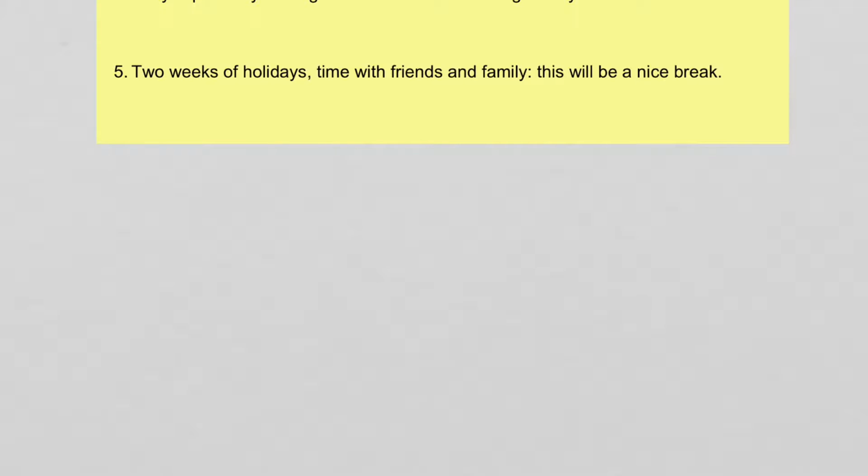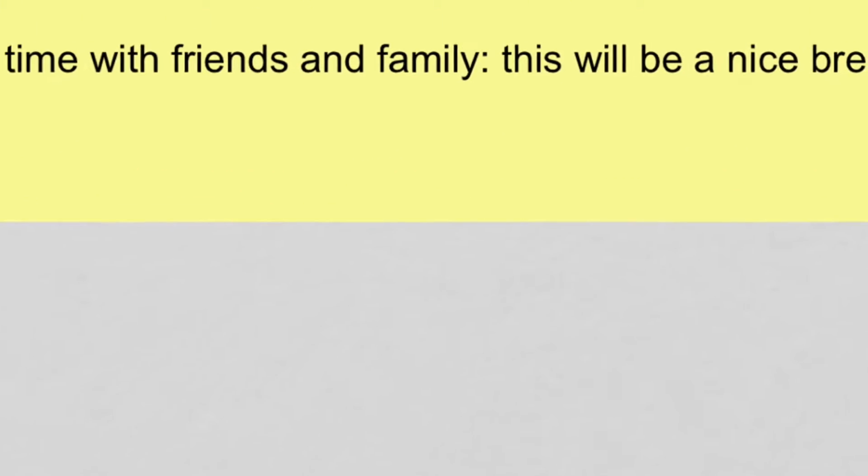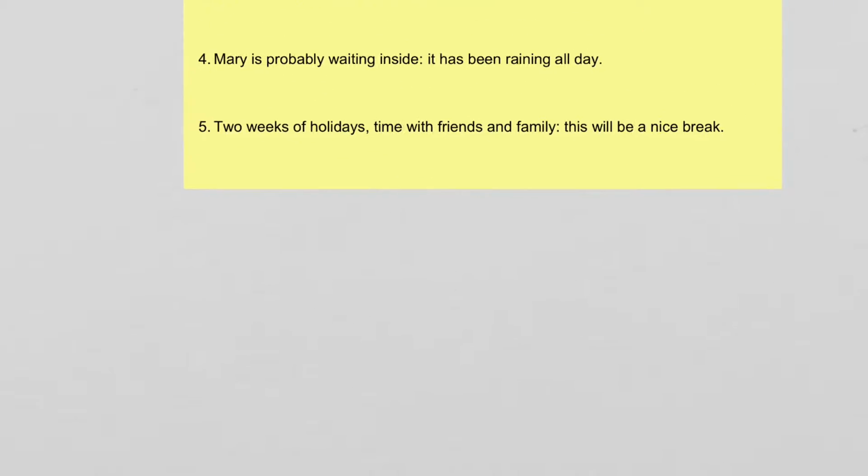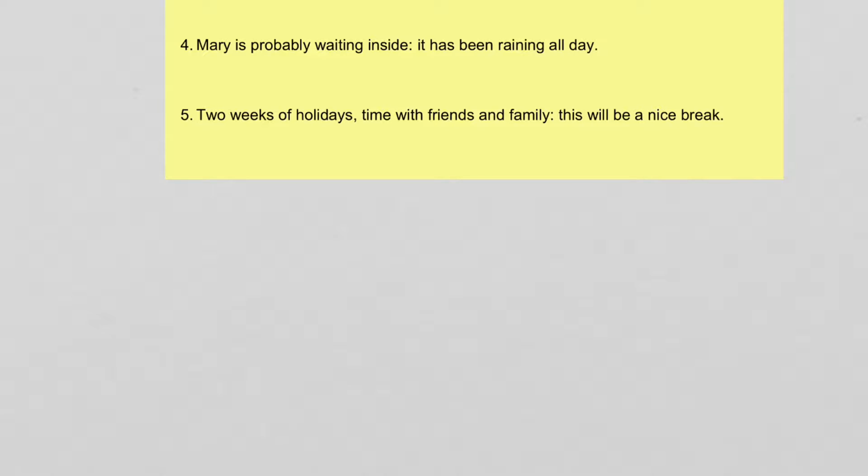Last one. 2 weeks of holidays, time with friends and family. This will be a nice break. Let me say it again, and I'll tell you where the colon is. 2 weeks of holidays, time with friends and family, colon. This will be a nice break. Okay, I thought that this was a neat little example. All right, so you're kind of doing the opposite there, right? You're saying a couple of things, and then you're explaining why you just said them.